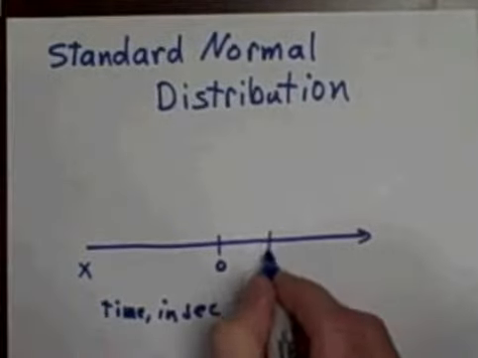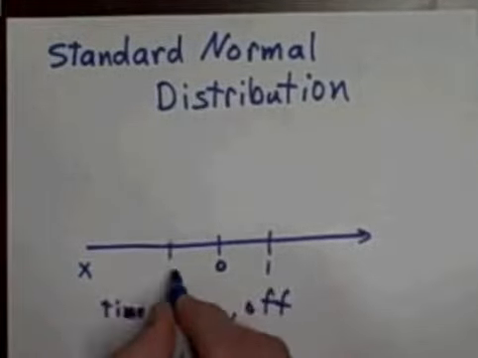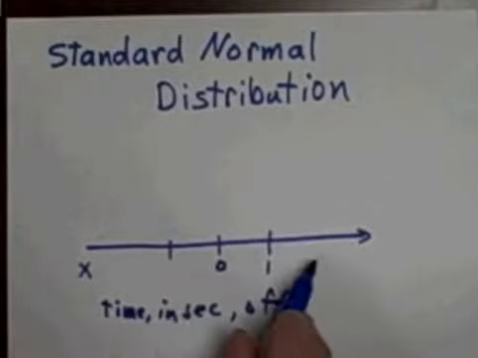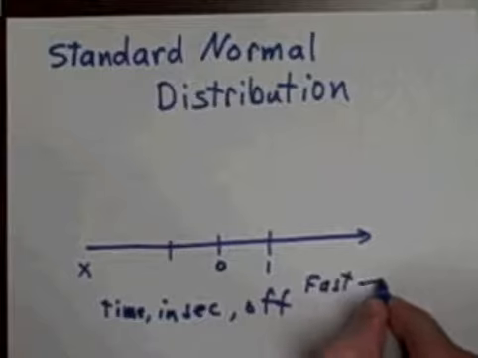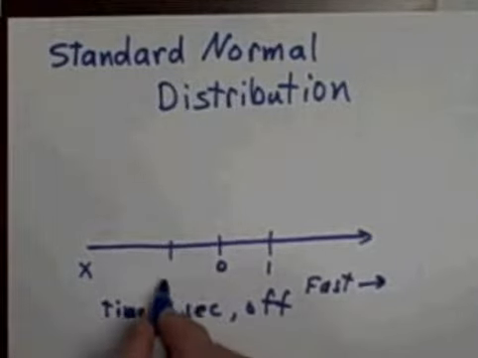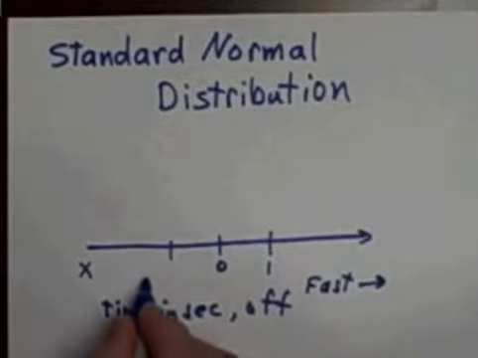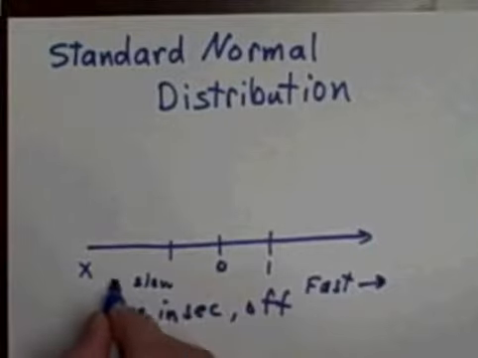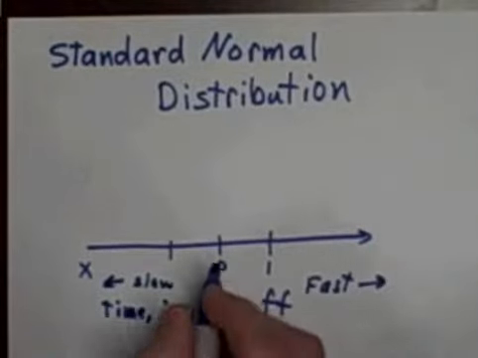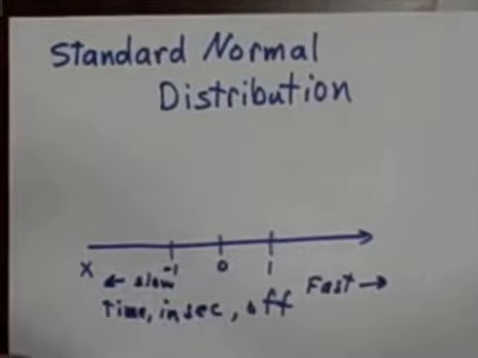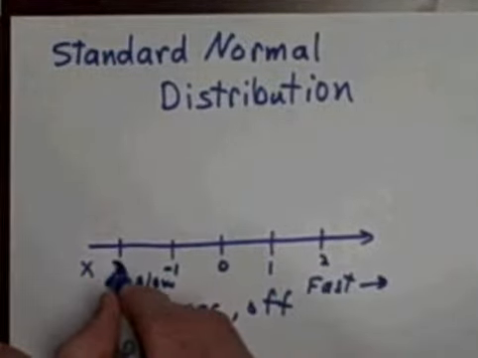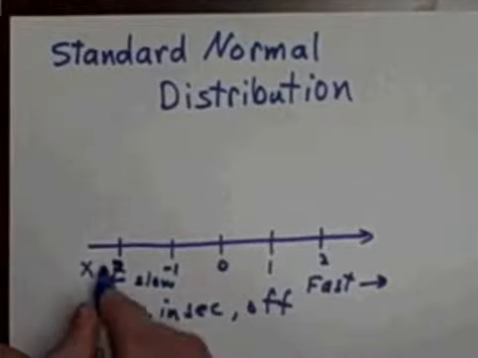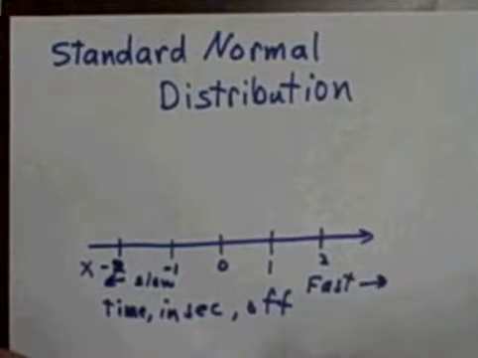And let's say this is 1 second off, and if this is 1 second off fast, we'll put fast this way, then being off in seconds, being slow, would be this way. And of course, we show these with negative numbers. Okay? And of course, this would be 2 seconds, and this would be 3 seconds off, right? Or 2 seconds slow, and 3 seconds over here. Okay.